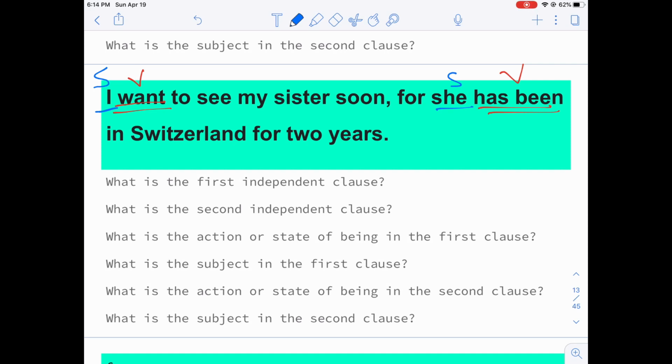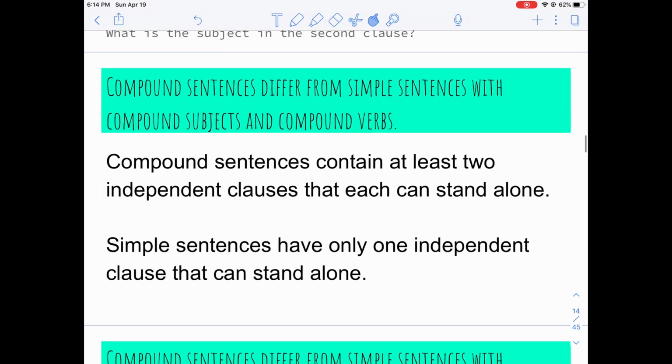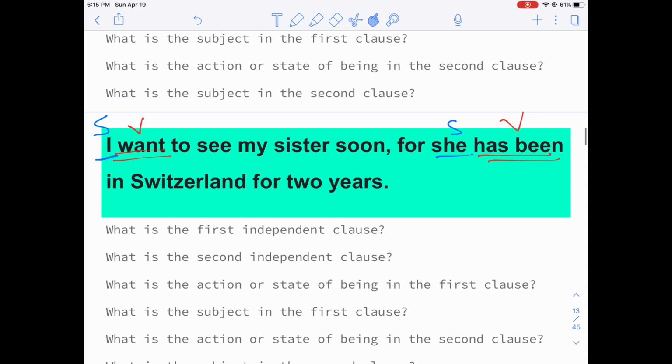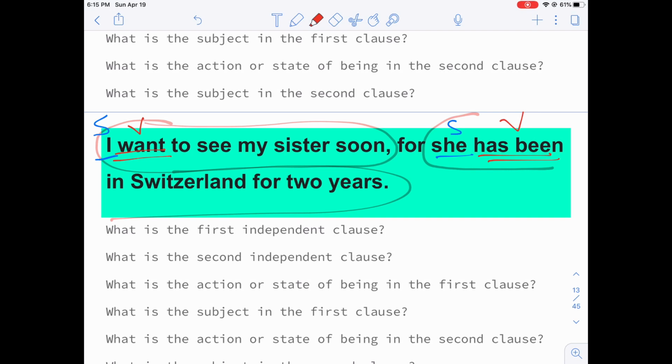We know that these are compound sentences. Compound sentences are different from simple sentences with, say, 2 subjects and 2 verbs because they contain 2 independent clauses that can stand alone. So if I go back, remember, this could be a sentence all by itself. I want to see my sister soon stands all by itself. She has been in Switzerland for 2 years stands all by itself. What made it compound is that we connected it.